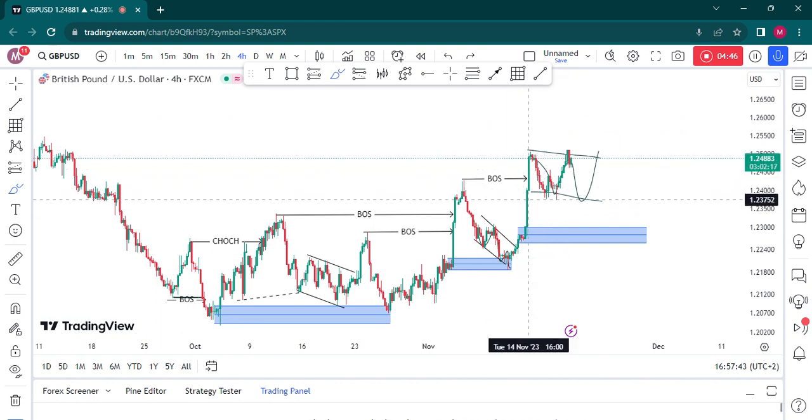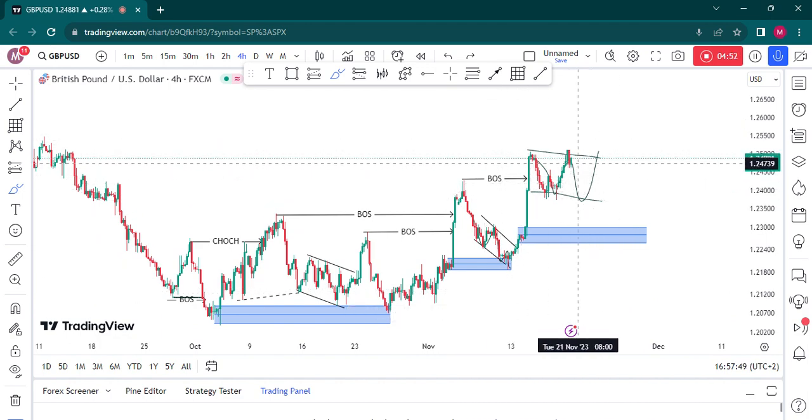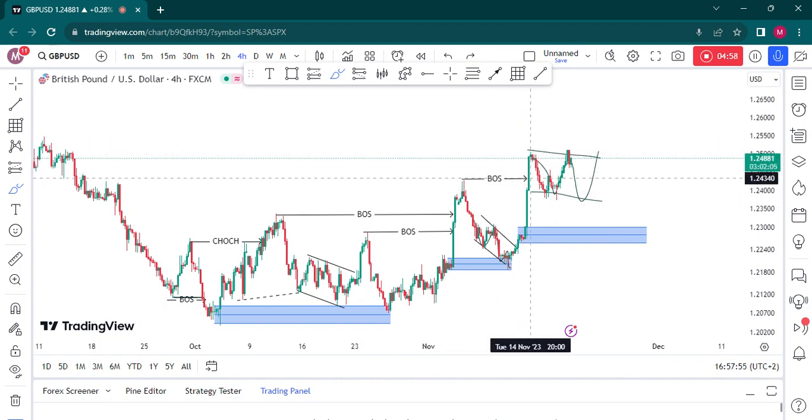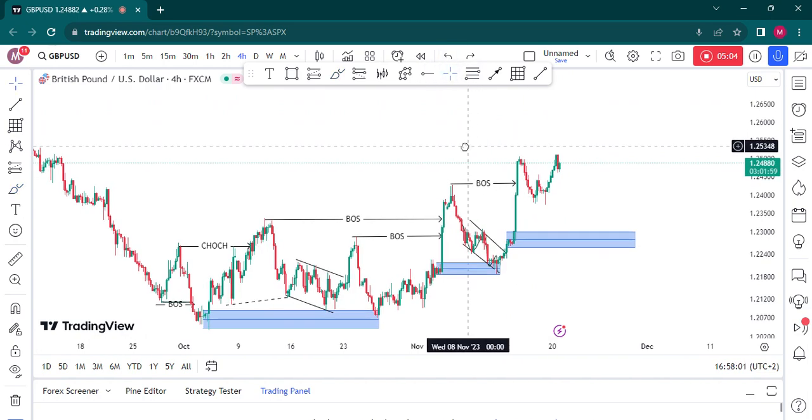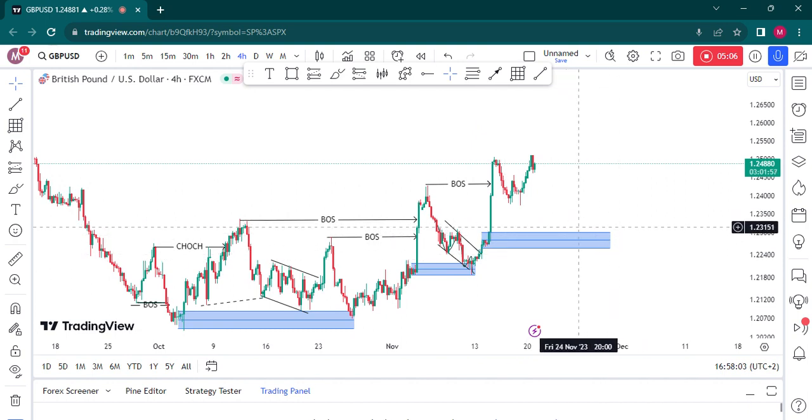So should the price not come and mitigate this order block, we would know that there's a possibility of a Falcon entry here, guys, due to this continuation pattern. If the price doesn't respect that continuation pattern, we're still going to keep on waiting for the price to come and mitigate this one. So we're going to look at the way in which the price mitigates this order block.